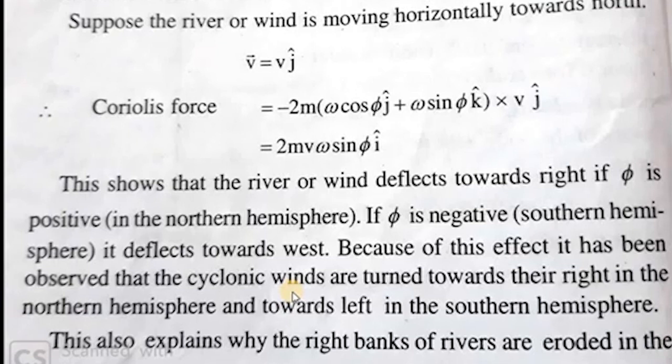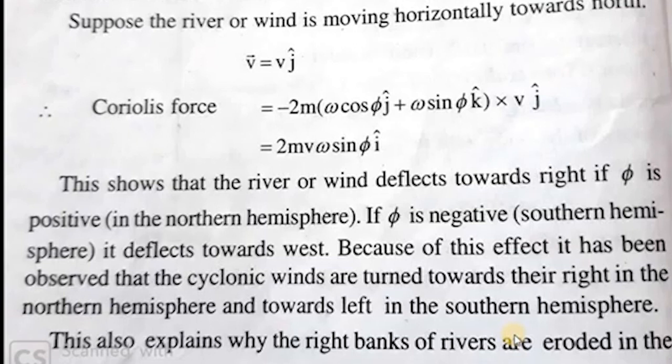Because of this effect, it can be observed that cyclonic speedy winds are turned towards their right in the northern hemisphere and towards their left in the southern hemisphere. Just listen to me, this is a sure question for the exam: why is the wind turned towards the right in the northern hemisphere and towards the left in the southern hemisphere? This is how you are going to represent it mathematically.